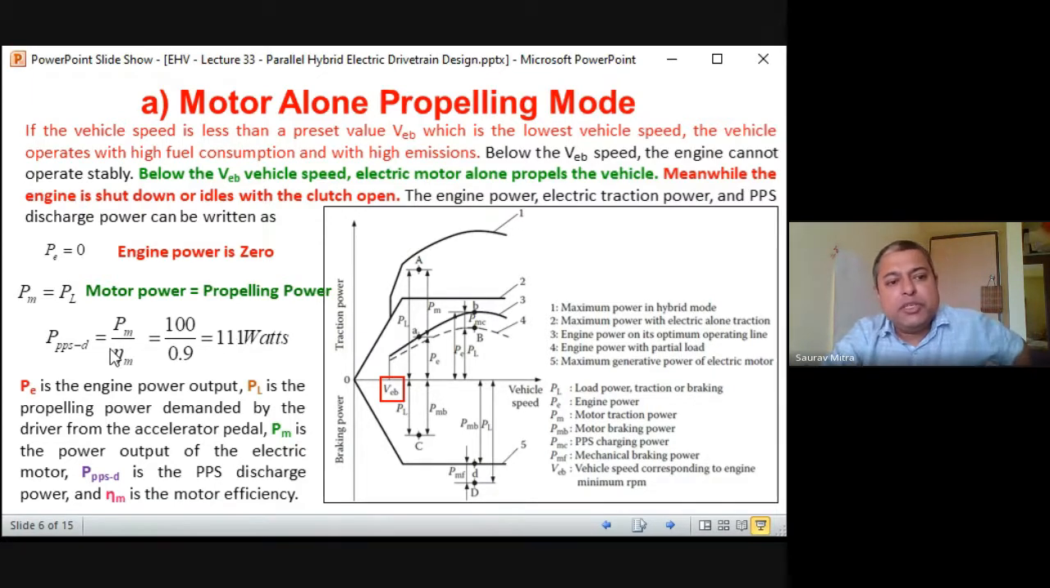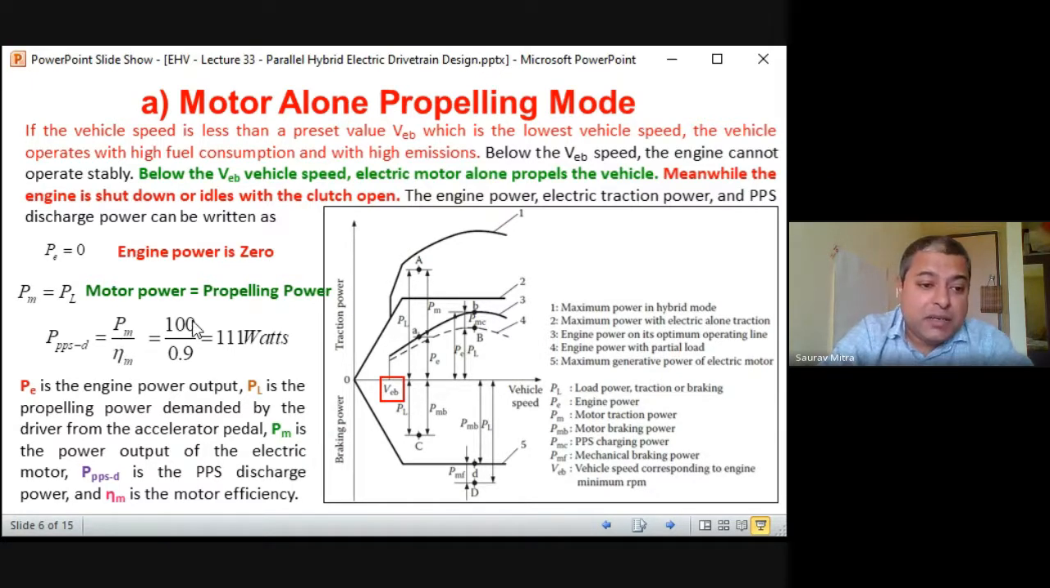So as the motor is working with 90% efficiency, whatever power is being given by the PPS, some of the power will be wasted and the remaining power will go to the load, that is, whatever is the power demanded by the driver. So this is a very important slide. The only thing you have to remember here is that the motor alone is driving the vehicle with a speed of VEB. The engine is not giving any power. So motor power is equal to load power, PM is equal to PL, and the motor is being supplied by the PPS. So PPS has to produce power taking the motor efficiency into consideration.